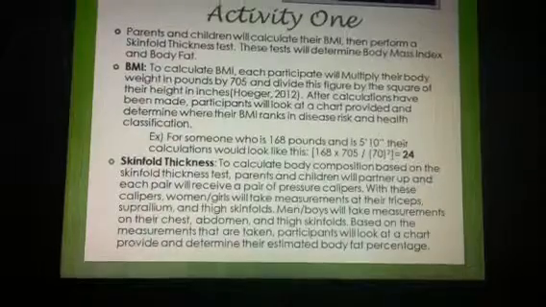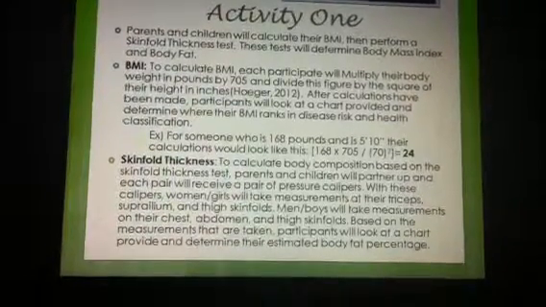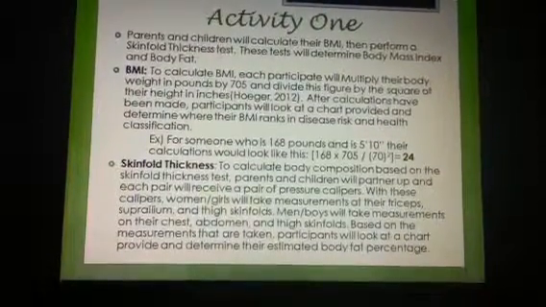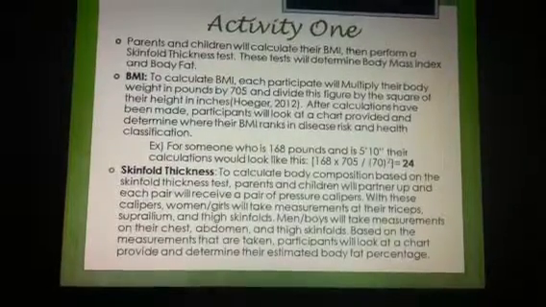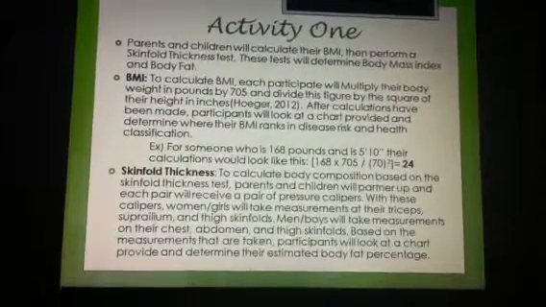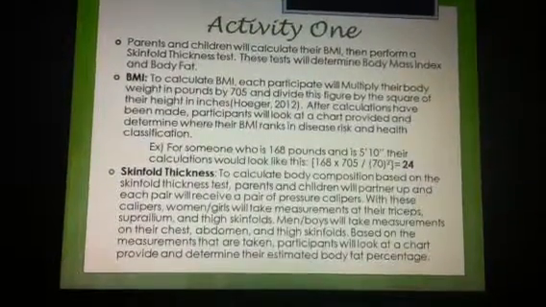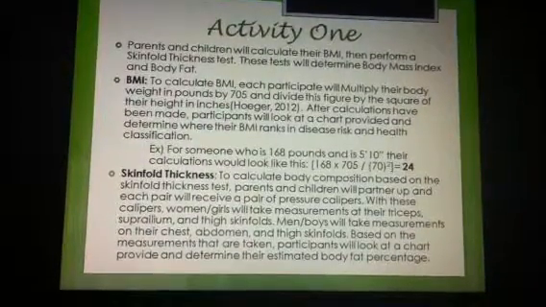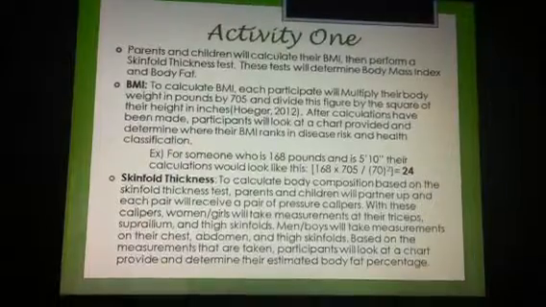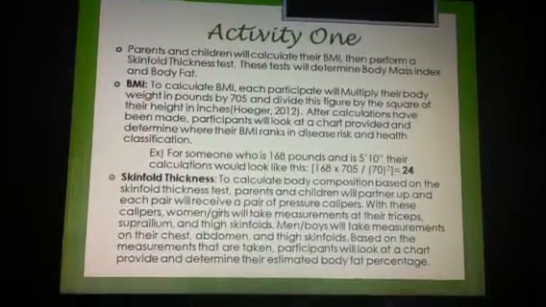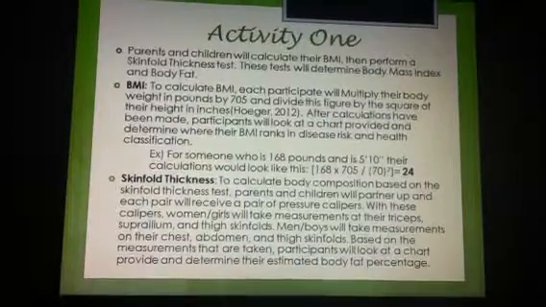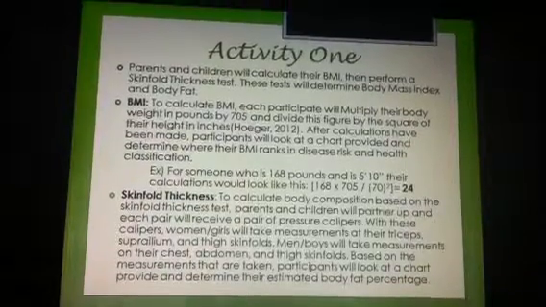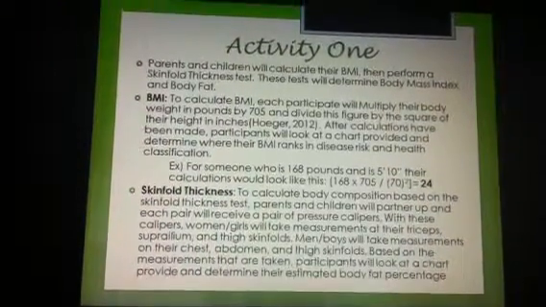So once they have their BMI number, they would then look at a chart that is provided to them to determine where their BMI ranks as far as their risk for disease and their health classification. So based off our example, the BMI of 24 would put this particular person in a healthy weight range at a very low risk for disease. The levels of health classification include severely underweight, healthy, obese, and severely obese.